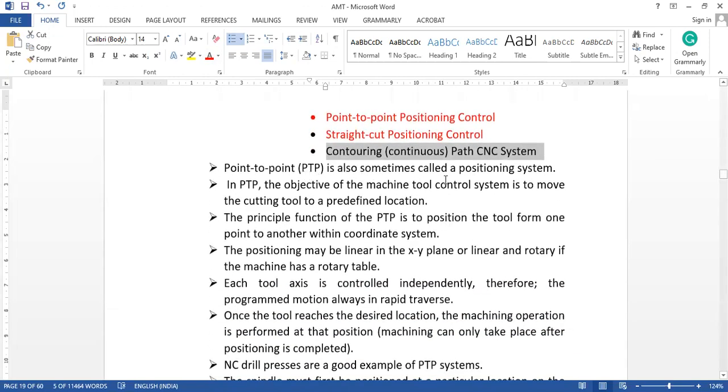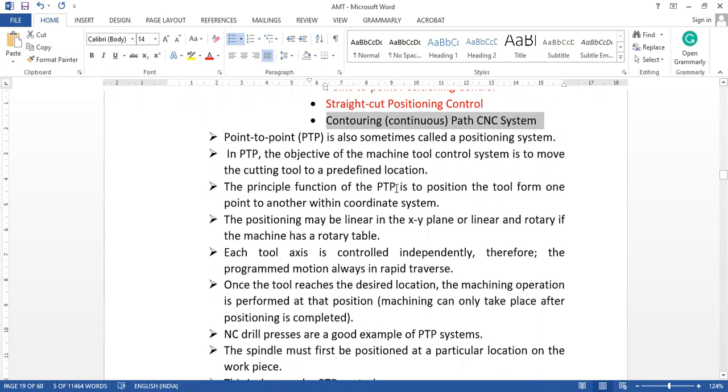PTP is also sometimes called a positioning system. In PTP, the objective of the machine tool control system is to move the cutting tool to a predefined location. The principal function of PTP is to position the tool from one point to another within the coordinate system. The positioning may be linear in the XY plane, or linear and rotary if the machine has a rotary table.